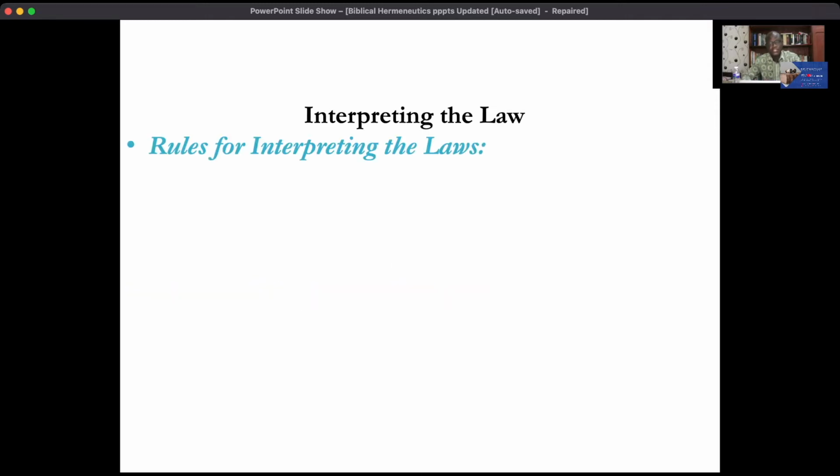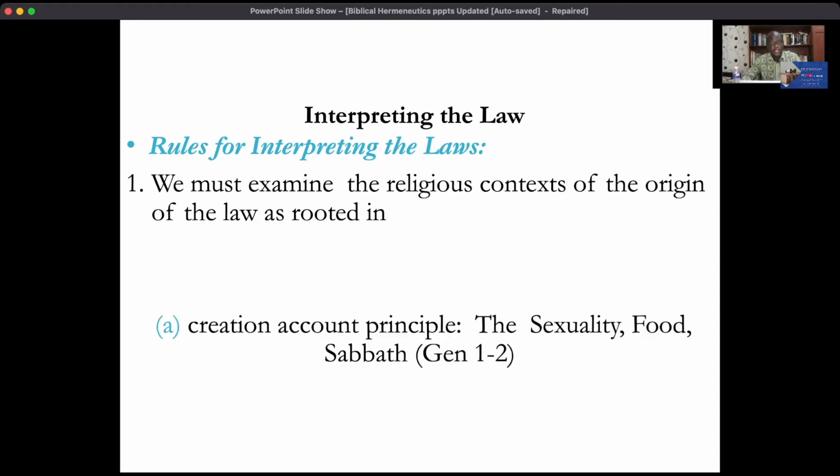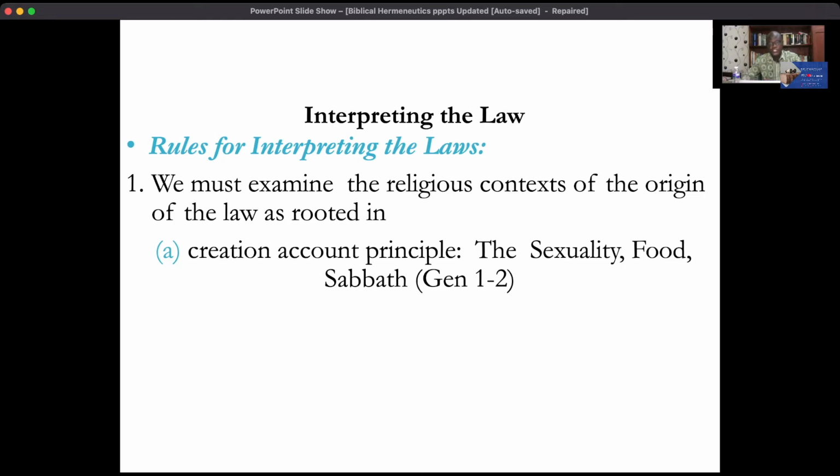Now, rules for interpreting the law. Number one is that we must examine the religious context of the origin of the law as rooted in a creation account principle. During creation, God gave laws governing sexuality. And that is, sex should happen between male and female to produce or multiply themselves. Laws also were given concerning food, what has to be eaten, and Sabbath was celebrated, even though it was not given as a commandment, but later on it was given as a commandment to the Jews, and that also had antecedent in creation.